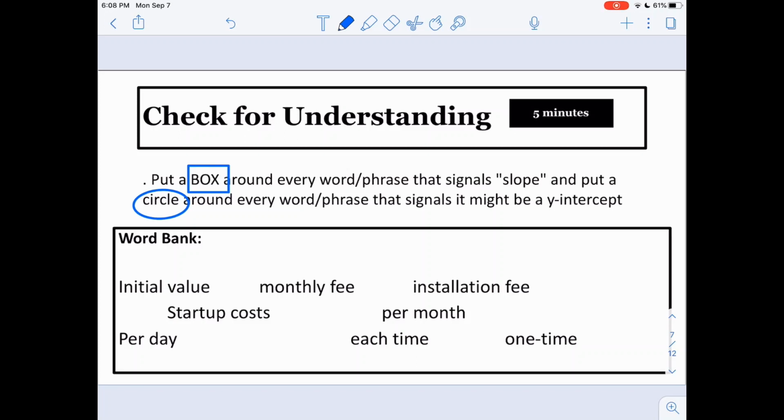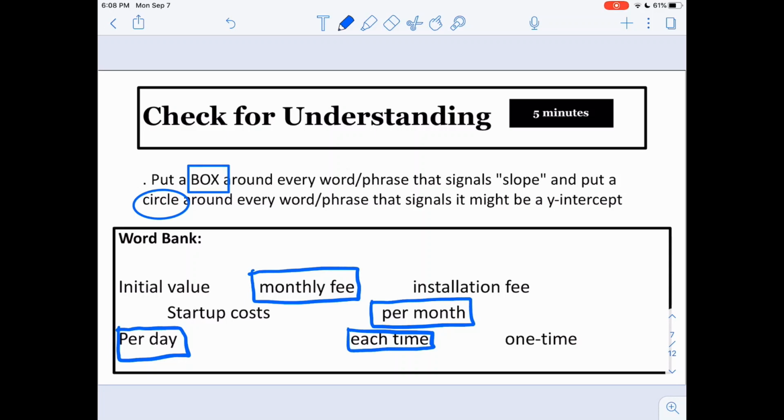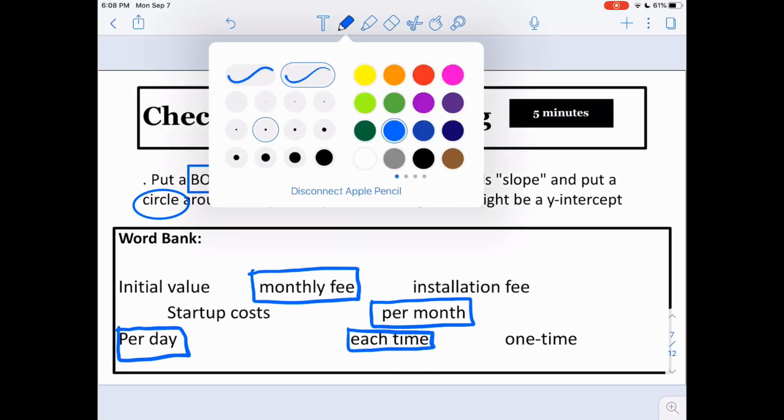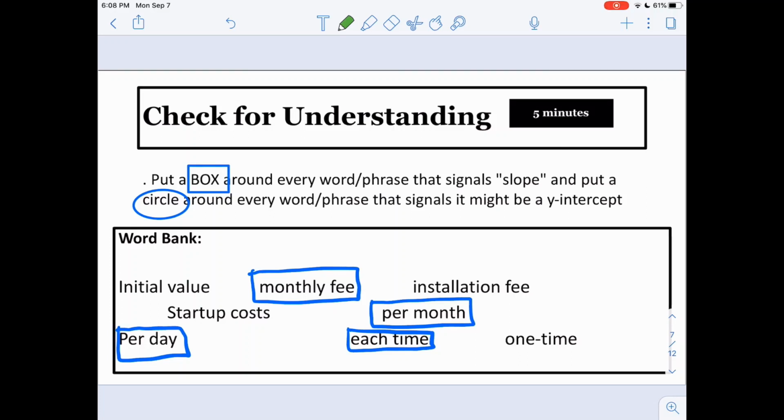All right, all the words that would mean slope are things like monthly fee, per month, per day, and words like each time. Words that might mean it's going to be a part of the y-intercept are things like initial value, any startup costs, any installation fees, and words like one time.